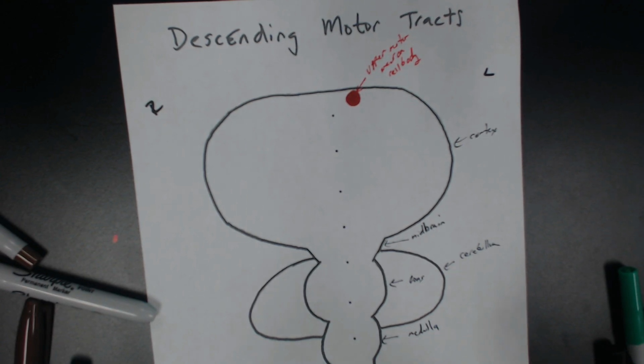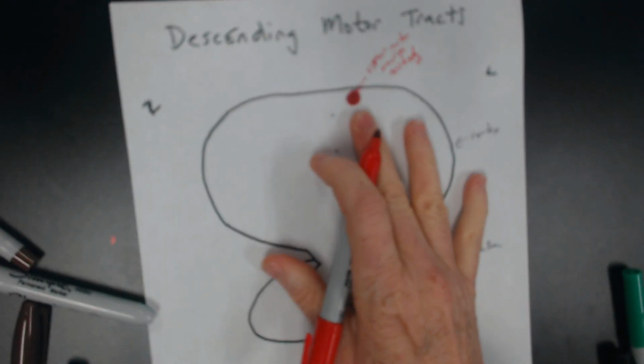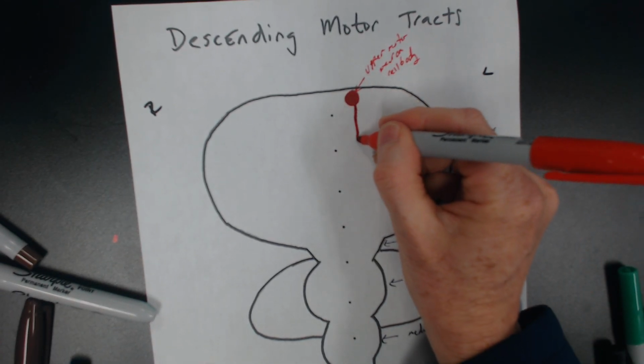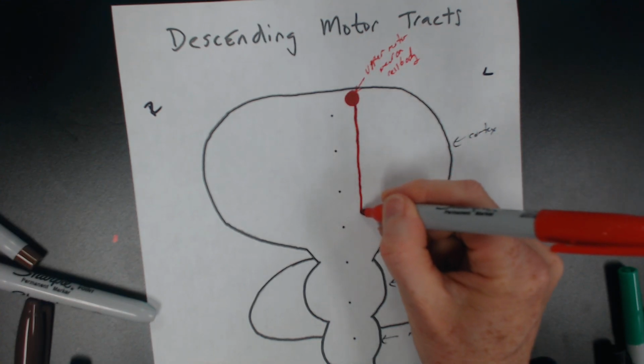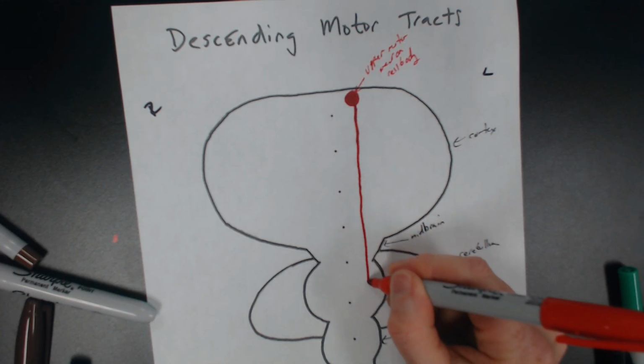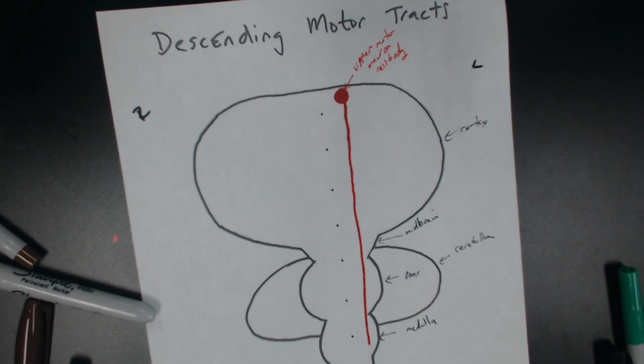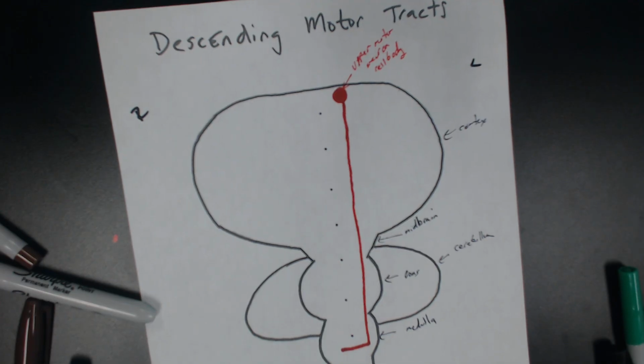The upper motor neuron sends out axons, and these axons descend through the midbrain, through the pons, and reach the level of the caudal medulla. At the level of the caudal medulla, they then decussate to the opposite side.